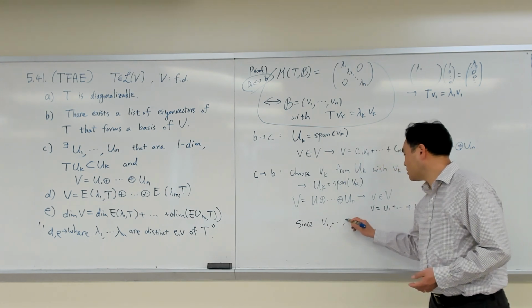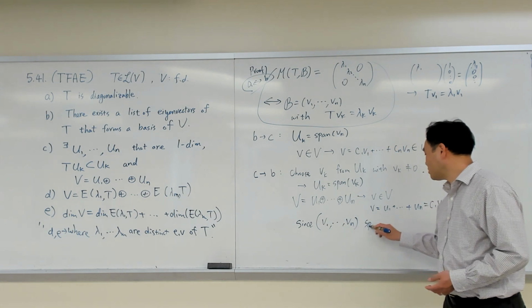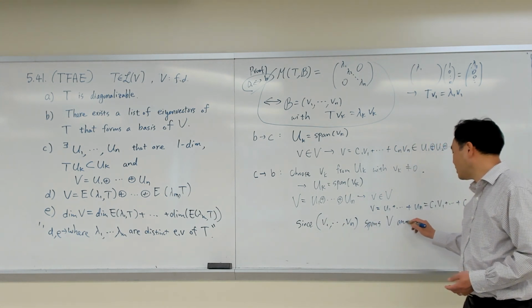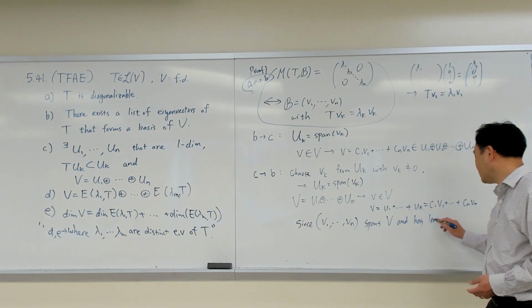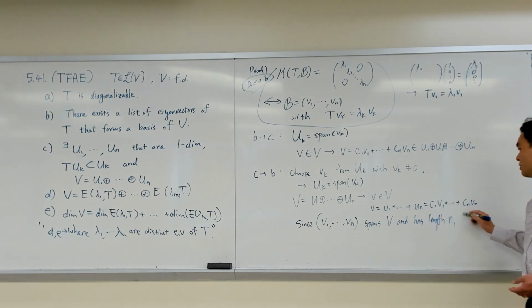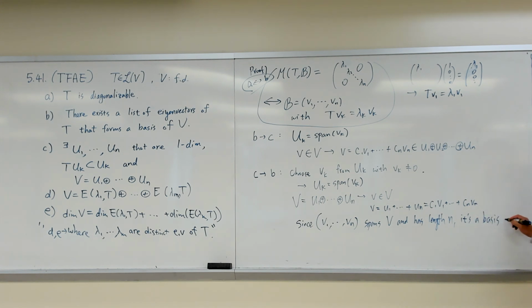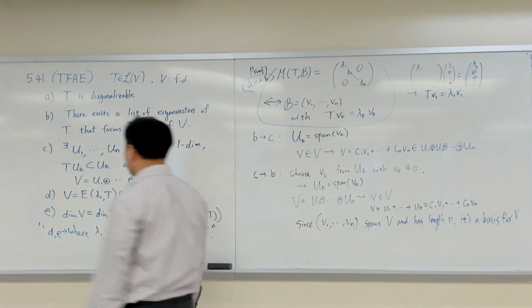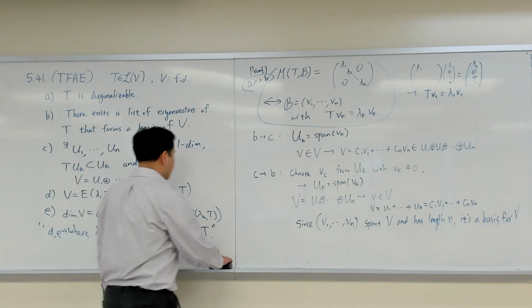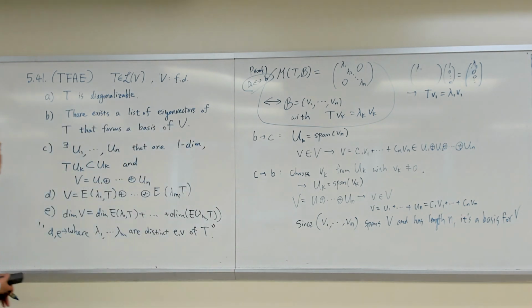So since V1 through Vn spans V and has length n, it's a basis for V. Okay? So that shows C implies B. Now that we've shown that A is equivalent to B, and B implies C and C implies B, that shows that A, B, C are all equivalent.